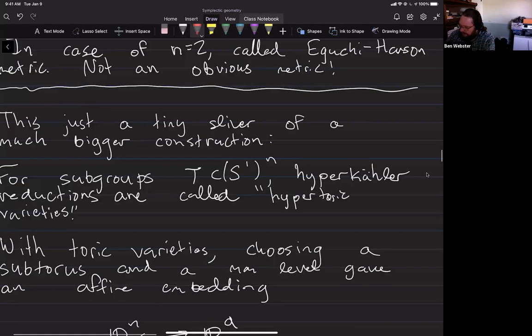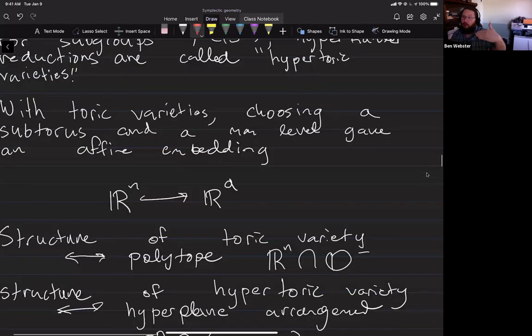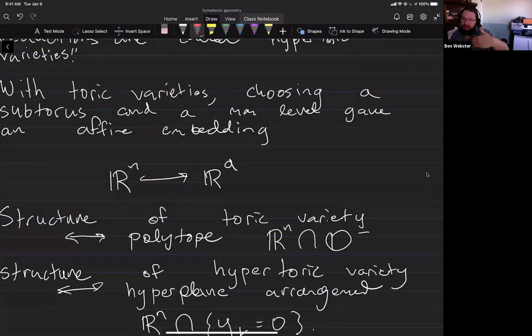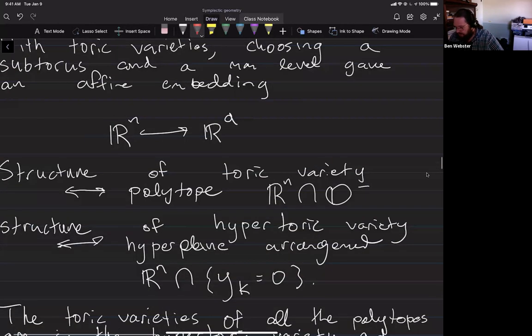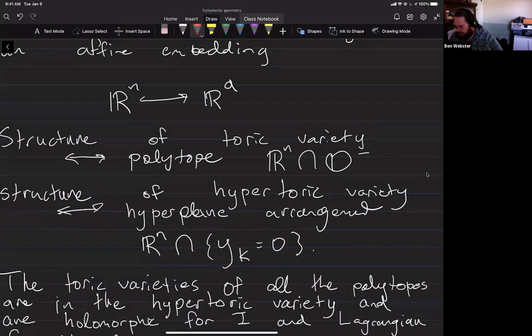But something interesting still happens over the coordinate hyperplanes. That's the image of all the critical points of the moment map. So we're still getting something interesting, but basically instead of getting just one polytope in R^n, we get R^n, and then we have a bunch of hyperplanes where something more complicated is happening over those hyperplanes.